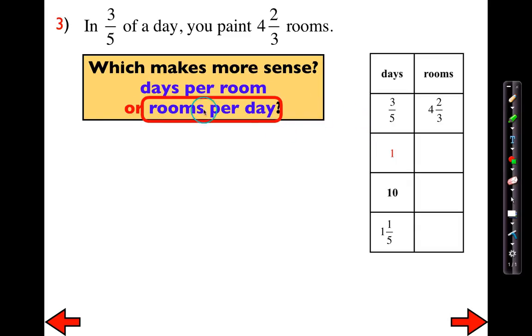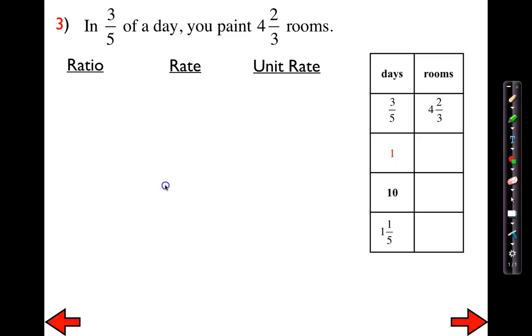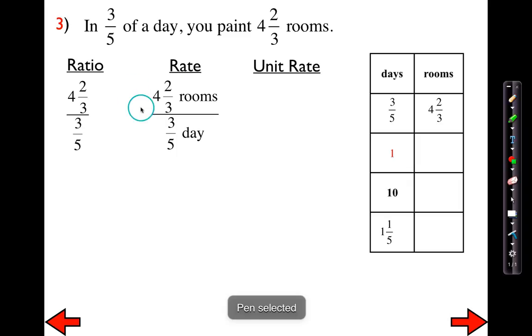So, for that case, let's go ahead and set it up as the ratio, the rate, and the unit rate. The ratio is going to be rooms per day, so we're going to go ahead and do 4 2/3 over 3/5. For the rate, we're just going to include the units, so 4 2/3 over 3/5 days. And for the unit rate, we're actually going to have to simplify this. So I'm going to go ahead and work it out for you.